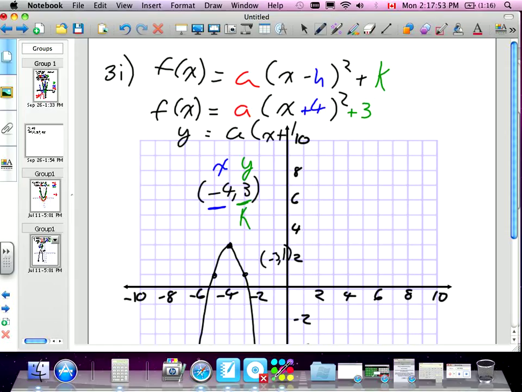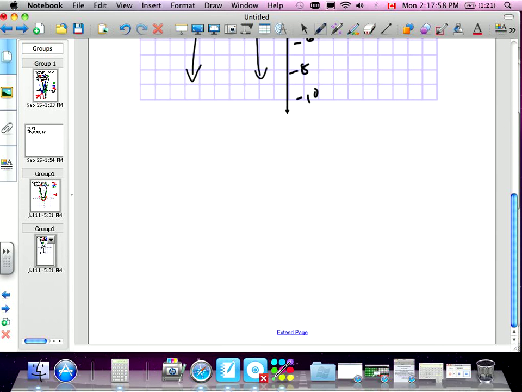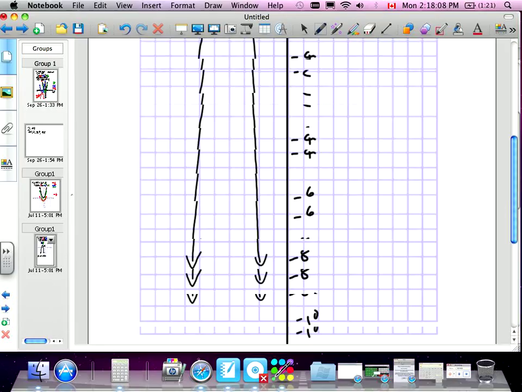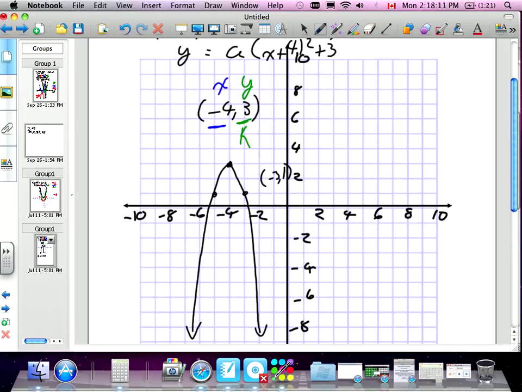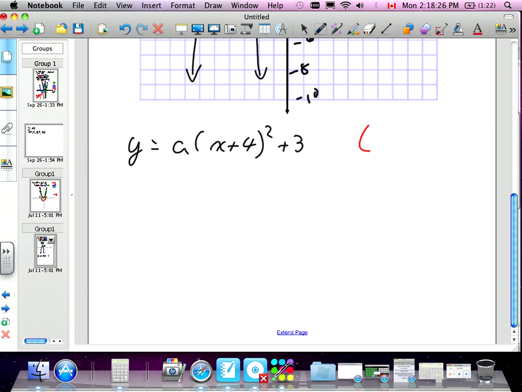I'm going to rewrite it at the bottom again. So we had y is equal to a times x plus 4 squared plus 3. I need to find the a value, so I need a point other than the vertex, and I'm going to plug it into the equation to solve for a. They've given us -3 and 1. -3 would be my x, 1 would be my y. So here is a coordinate they gave us, -3 and 1. x and y. I'm going to plug those in.